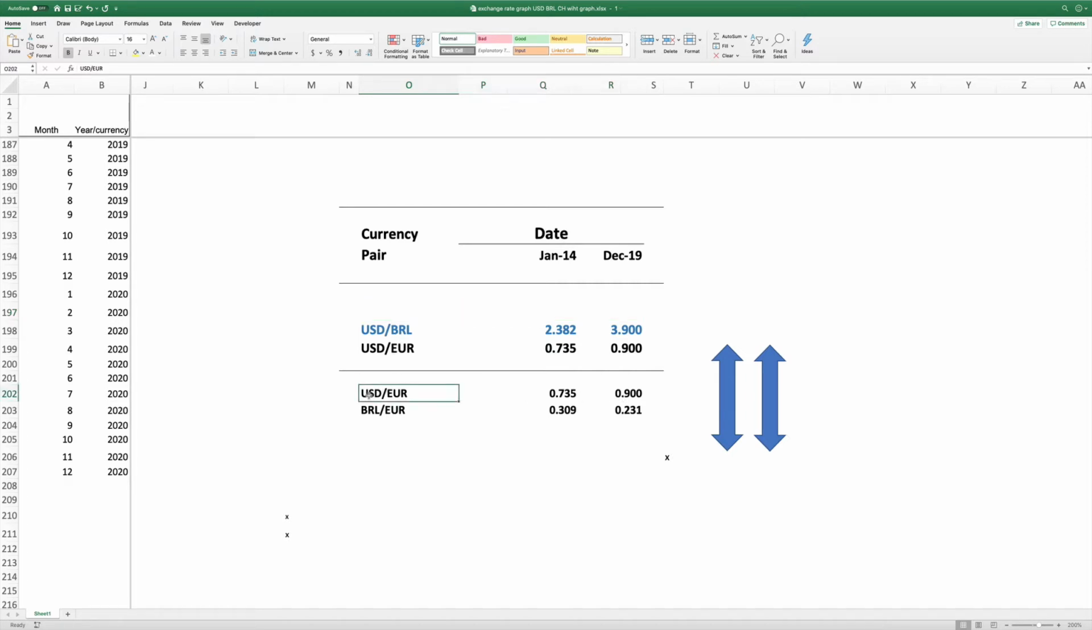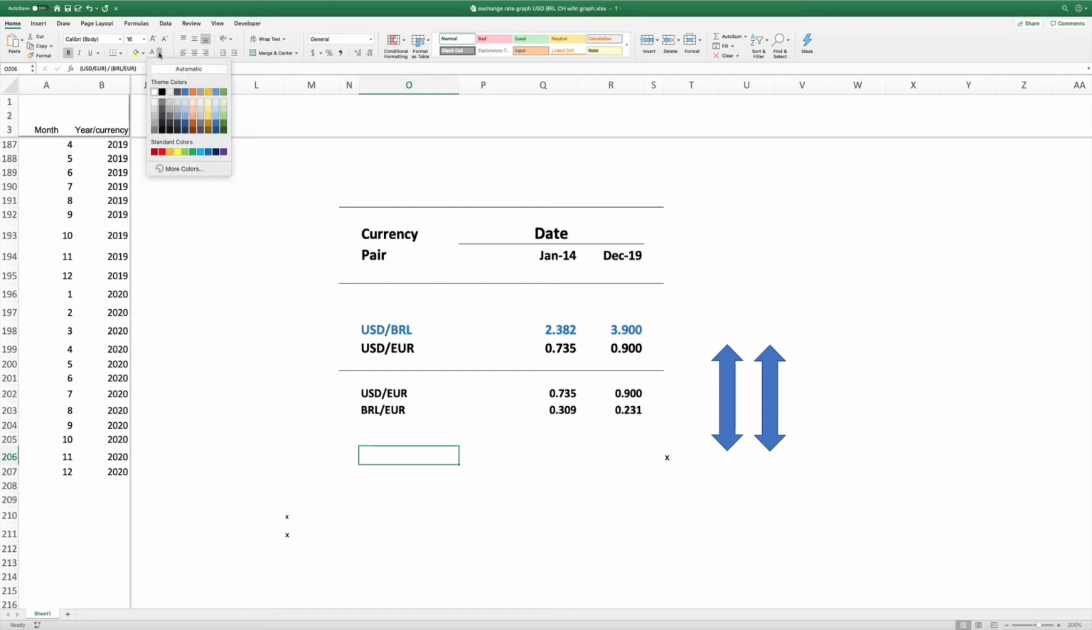Here is the exchange rate. U.S. dollar to Europe, 0.735 on January 14th. Here it is, 0.90. Here's Brazil to Europe, and we calculated those. We can calculate those from this data here, and if you need to know how to do that, look at the previous modules. And so there's 0.39, 0.231. You can see already that the U.S. is at a relative disadvantage based on these exchange rates. The U.S. dollar now will cost Europeans more for U.S. goods, Brazil less.